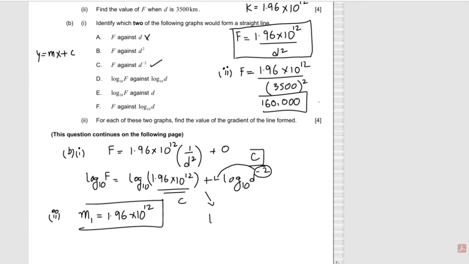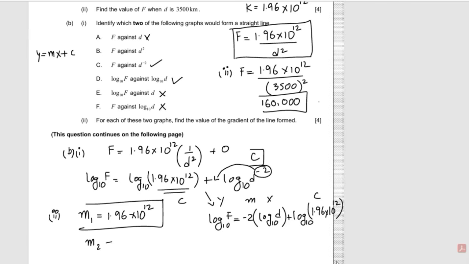Let me just rewrite it so you can see clearly. Log 10 f. This will look like negative 2 log 10 d plus log 10 of 1.96 into 10 to the 12. So you can see that this is a C value, this is the X value, this is the M value, this is the Y value. So we have linearized this exponential function, which was given in the part A. So yes, D will work and E and F will not work, since they have log on one side. So what will be the gradient? The second gradient is going to be minus 2.